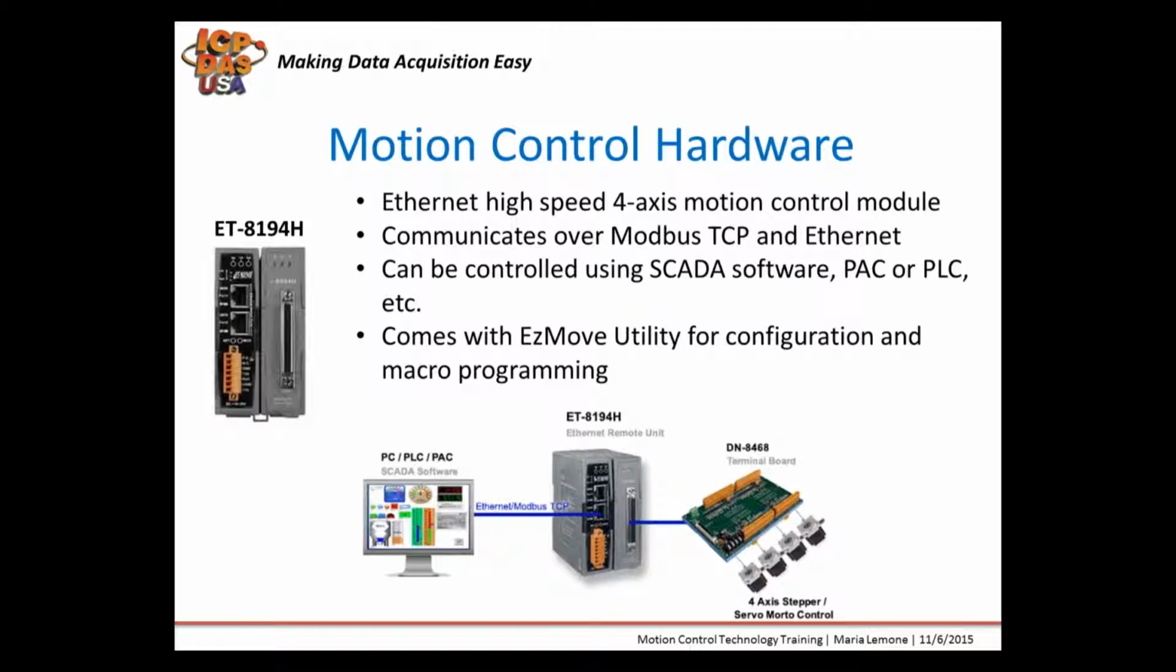This ET8194H can also be used with the EasyMove utility that it comes with, and it also comes with an API library that you can use for program development, and you can use it to configure the ET8194H for rapid development of customized control applications. As you can see here in the picture, you can connect the I-8094F module to a daughter board, DN8468, for connecting to servo motors.